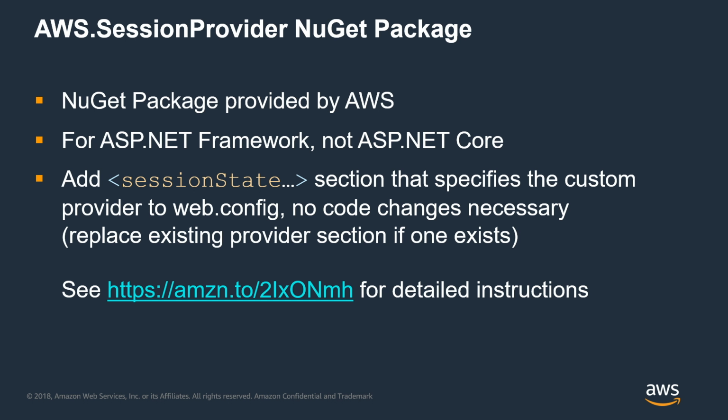The AWS .NET SDK is available as NuGet packages. The package we're going to use today is the AWS.SessionProvider package. Because ASP.NET Framework sets up session state differently than ASP.NET Core, this package only works as is with ASP.NET Framework apps. We'll also need to edit the web.config file. You can get detailed instructions on using the AWS.SessionProvider package by going to the link on this slide.